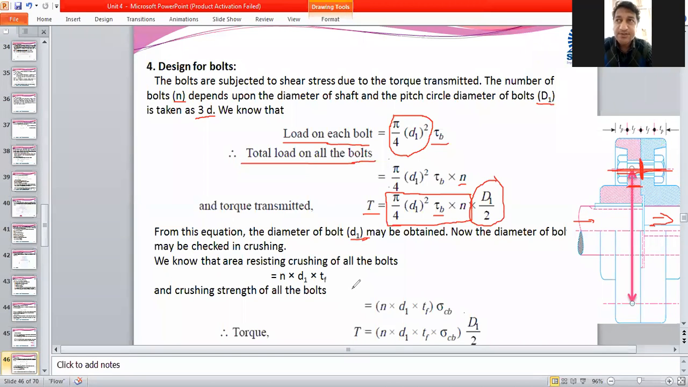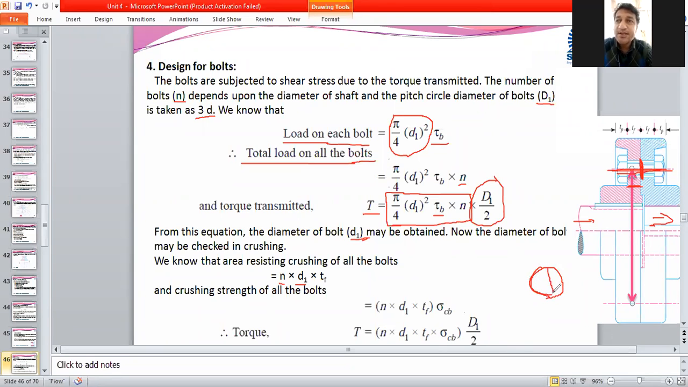Crushing stress. So this area, which is undergoing the process for n number of bolts, is calculated with d, the diameter of the bolt, though it is circular. Suppose we are going to consider this as a circular bolt, and on this periphery the crushing force will be applied.